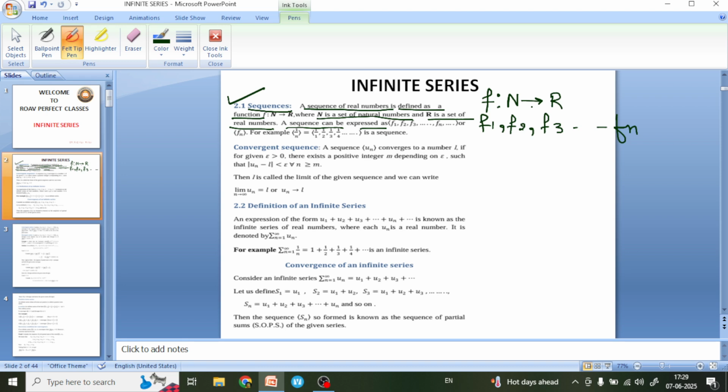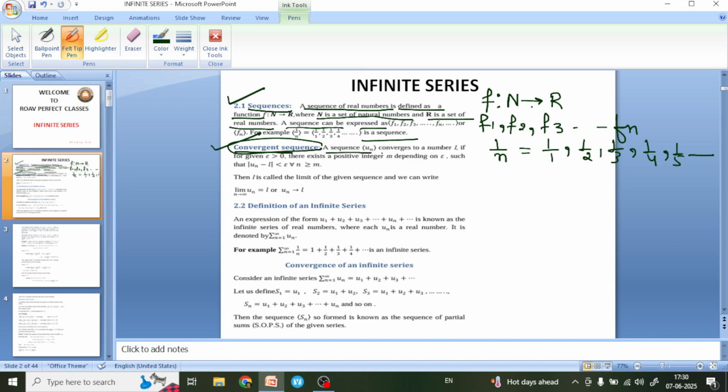For example, we are given 1 over n, and what will be the sequence? 1 by 1, 1 by 2, 1 by 3, 1 by 4, 1 by 5. This is a sequence. Now the second point is, what is a convergent sequence?